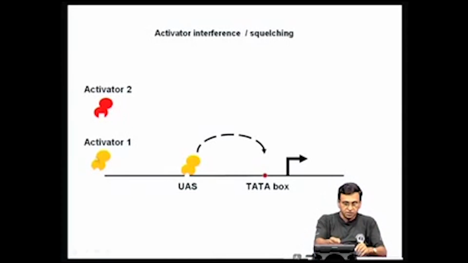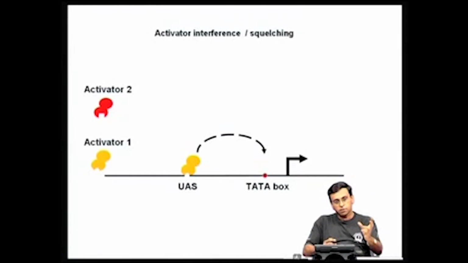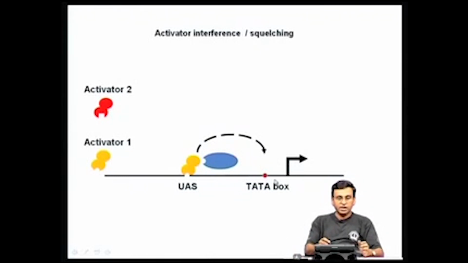Let us say, for example, this is GAL4 and this is GCN4. They bind two different sequences. Now, in a cell-free transcription system, if you put in purified GAL4, it will go and bind to the GAL4 response element and activate transcription. And let us assume that this transcription activation involves a specific coactivator, which I have shown in blue here.